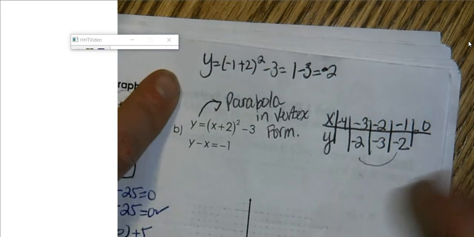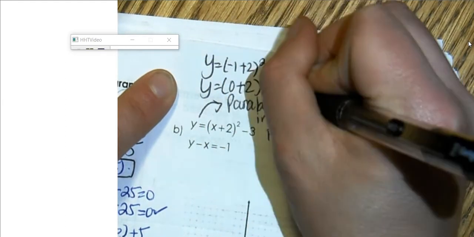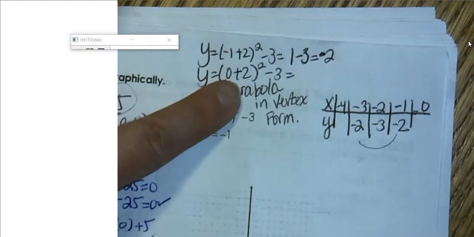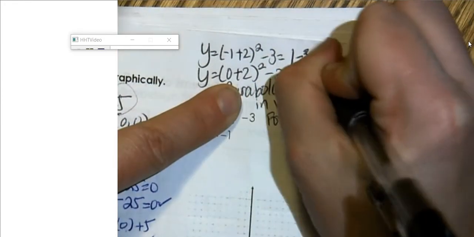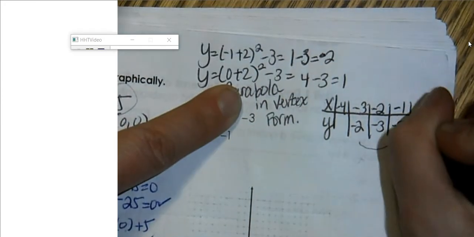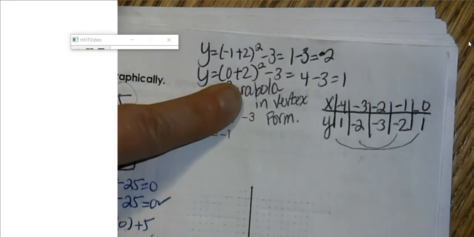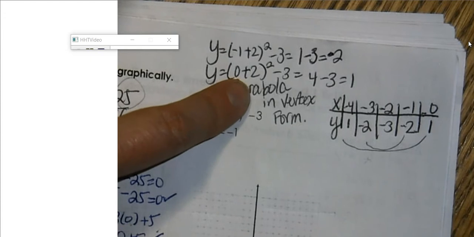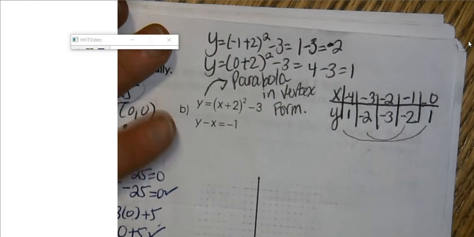So now I'm going to let x equal 0. So I'm going to write 0 plus 2 squared minus 3. So 0 plus 2 is 2. 2 squared is 4, and 4 minus 3 is 1. So using symmetry, I know that my other point is going to be at negative 4, 1. So now I'm going to plot all 5 of these points.